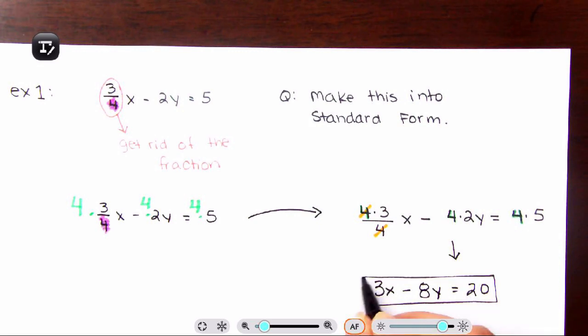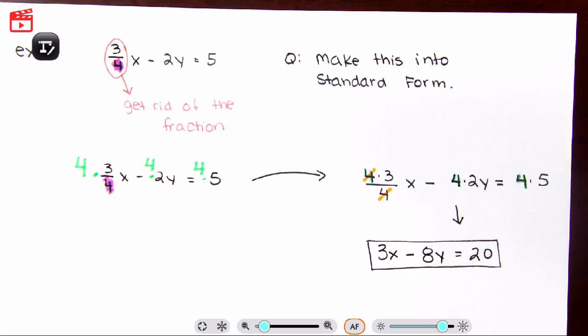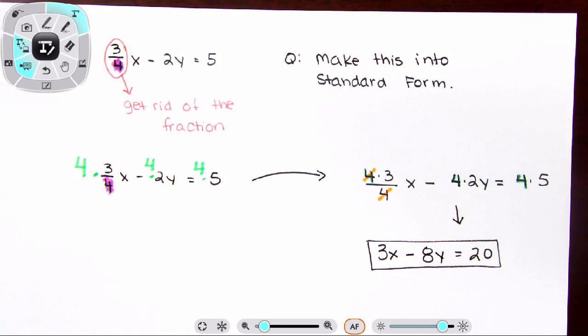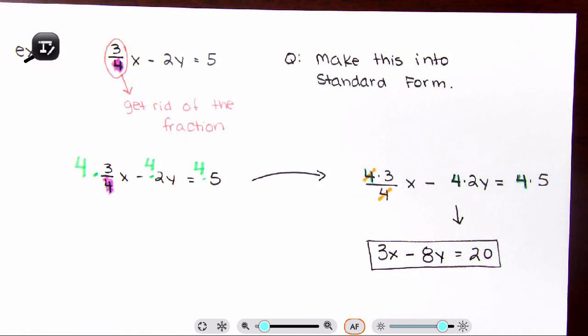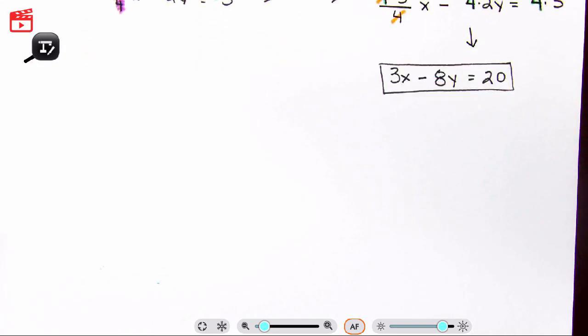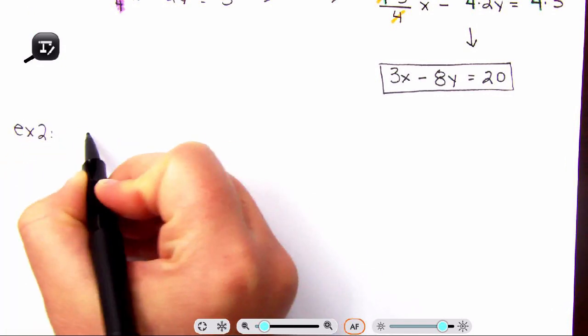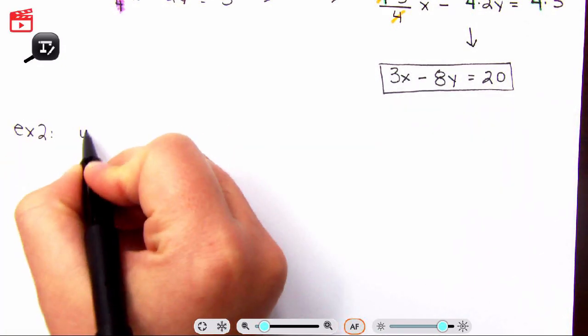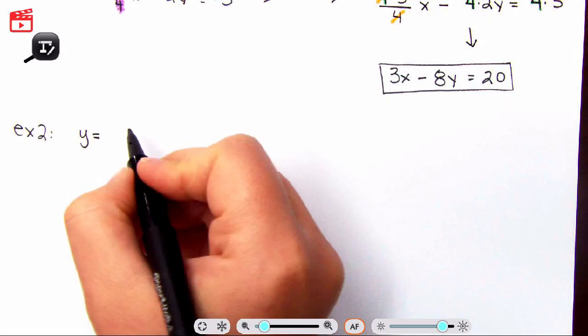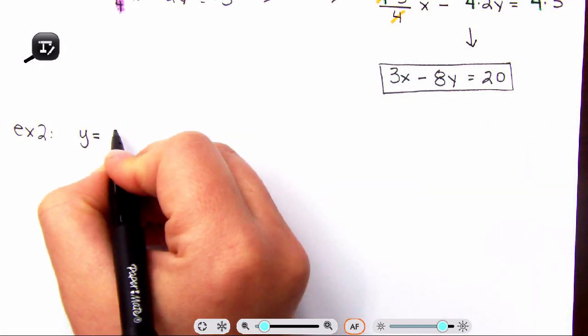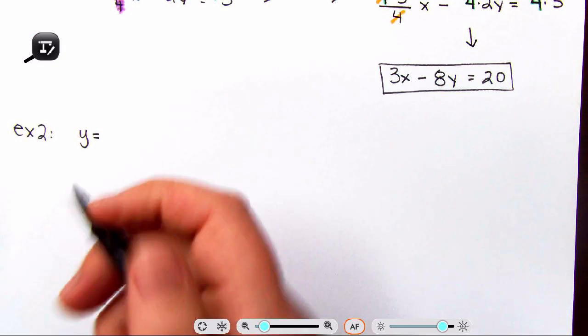And now this equation no longer has fractions. A is positive, x and y are by itself, and the numeric is by itself. Now let's say they give us another example of an equation that is not in standard form. So typically what we're going to see is either a slope-intercept form that we want in standard form, or they'll give us point-slope form that we want.